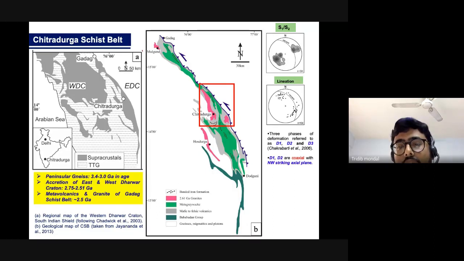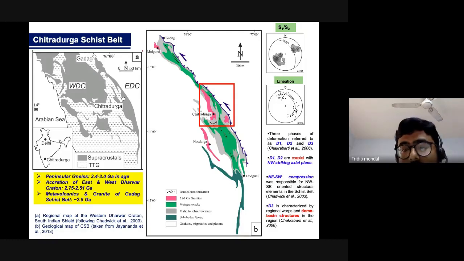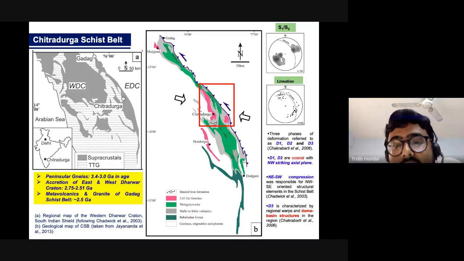From a structural point of view, the area has undergone 3 phases of deformation known as D1, D2, D3. D1 and D2 were coaxial with northwest striking axial plane, and that has developed due to the northeast-southwest directed compression, while D3 characterized the general warping, and the superimposition of D3 over D1, D2 structures produced dome and basin structure in that region, and that was on account of northwest-southeast to east-west directed compression.